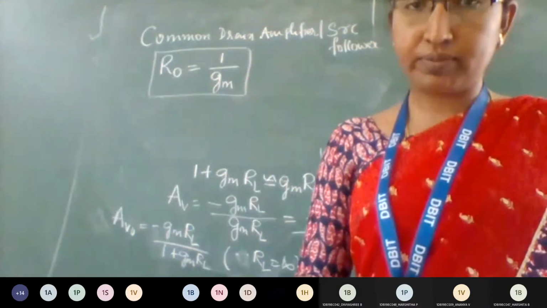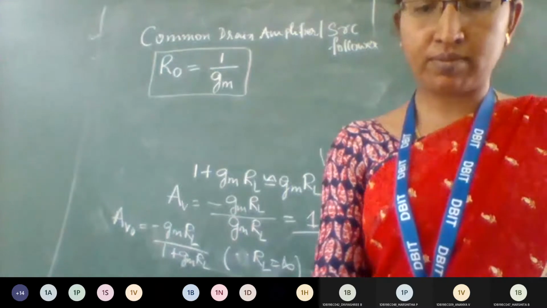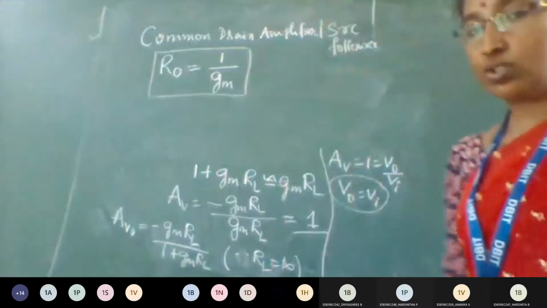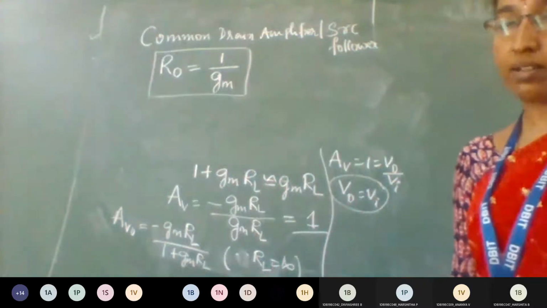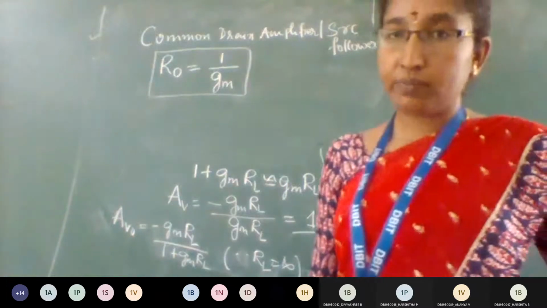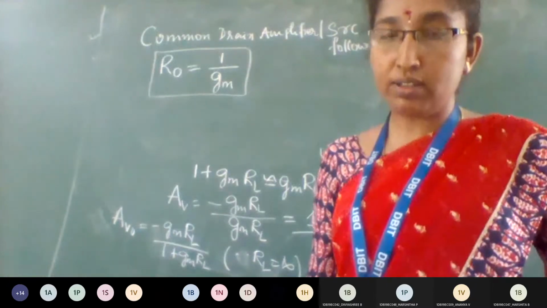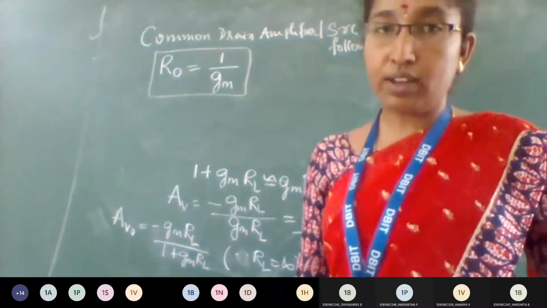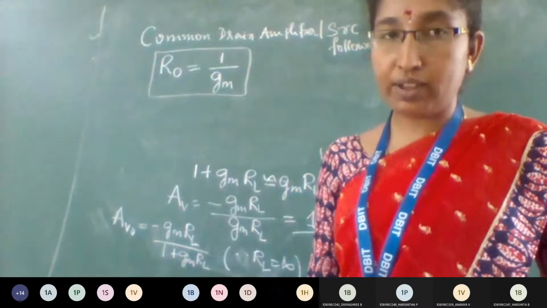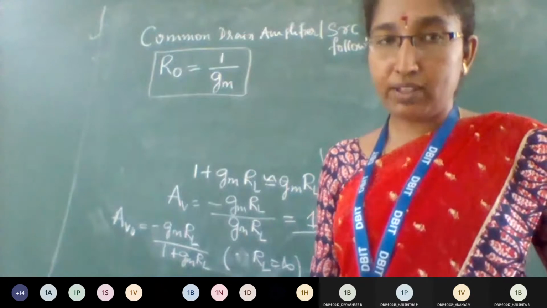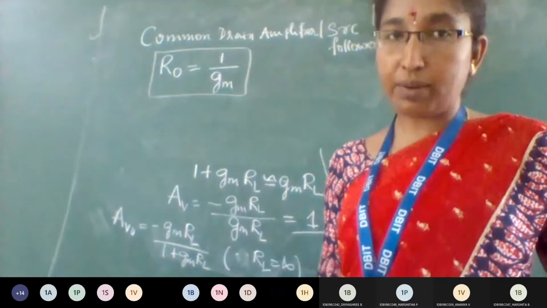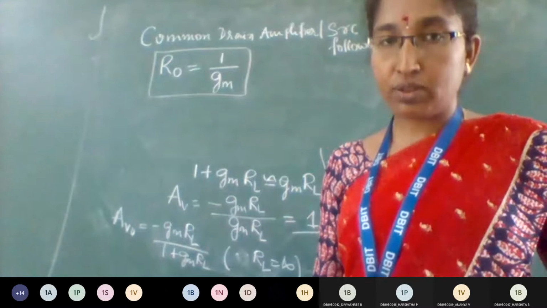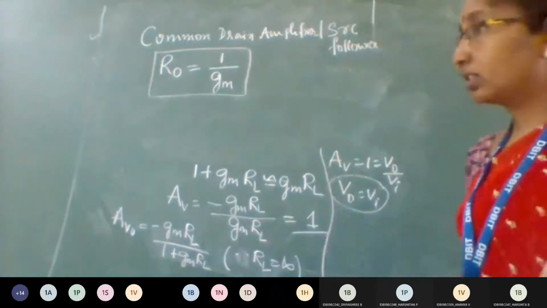Is this clear? Okay, shall we move on to the next topic? This completes MOSFET amplifiers. So this is the first half of your second module. We learned how to characterize an amplifier, and we studied the common source amplifier, common source with RS, and the common drain amplifier or source follower.